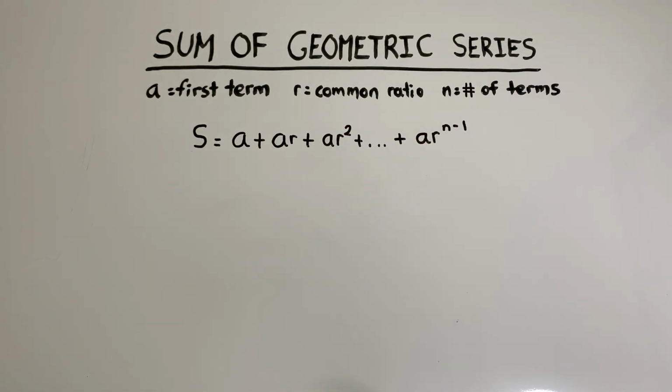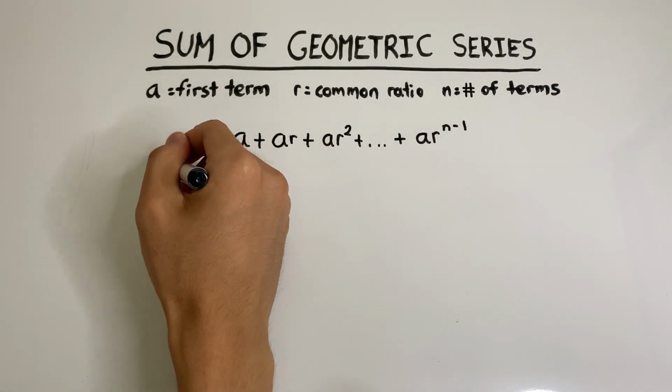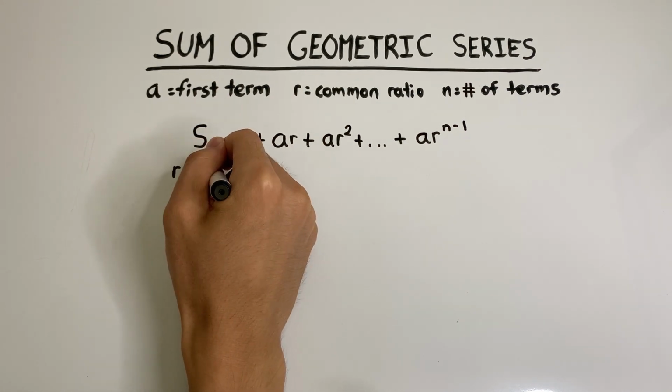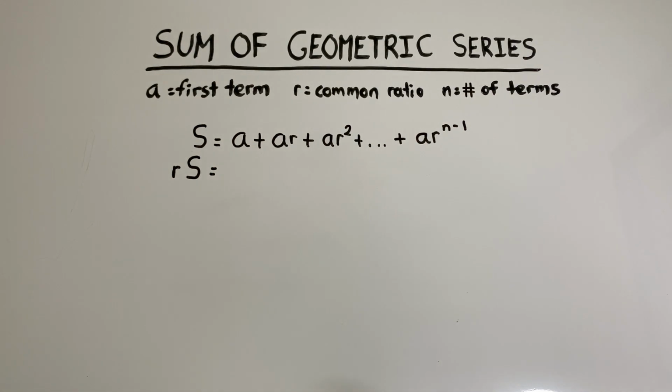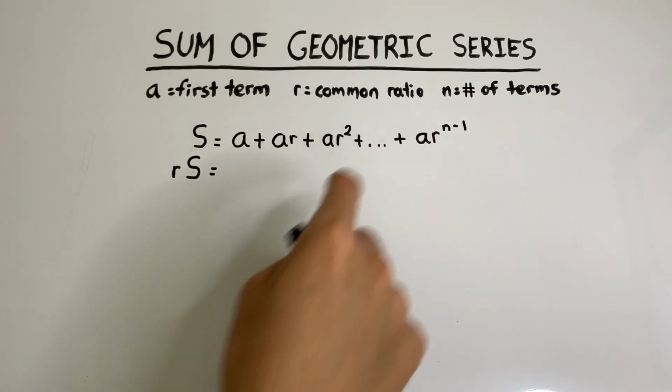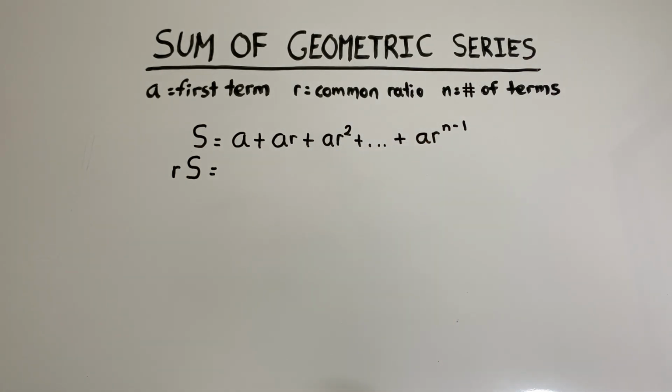And if you saw the previous video, we always introduced a new series. But how did we determine this new series? Well, we would do that by multiplying the original series by the common ratio. So it would be r times s. That would be our new series, because then we would be multiplying each term in our initial series by r.